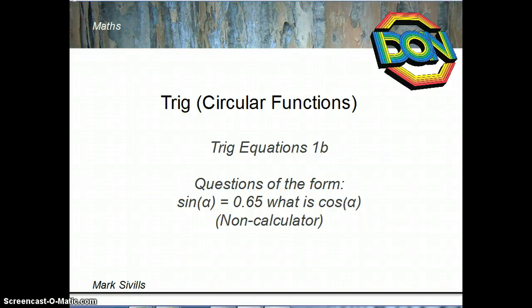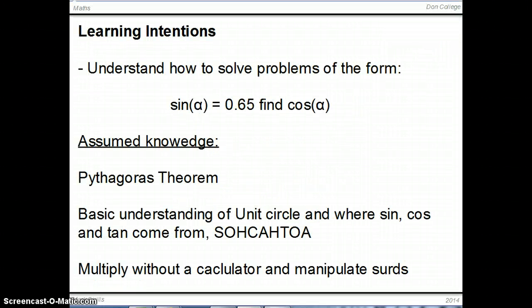Hi, this video is on trig equations. It follows on from trig equations 1a, just things that are slightly bit more complicated. So we've got sine alpha is 0.65, what is cos alpha without using a calculator. So learning intentions are that you'll be able to understand how to solve problems of this form.